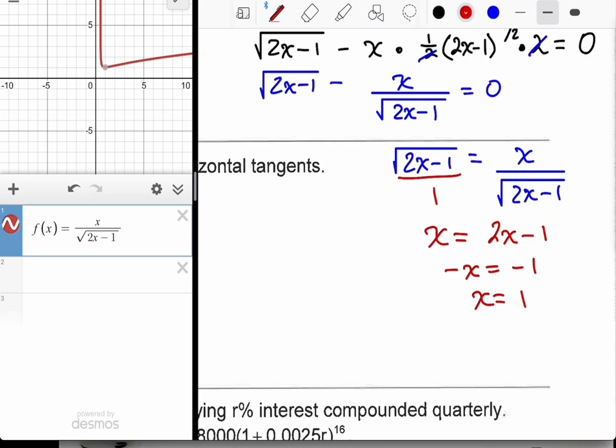So tap on the function. Any gray dot that appears is either going to be an x or y intercept or a turning point. If it looks like a turning point, tap on it. Whatever the x value is what you're looking for.